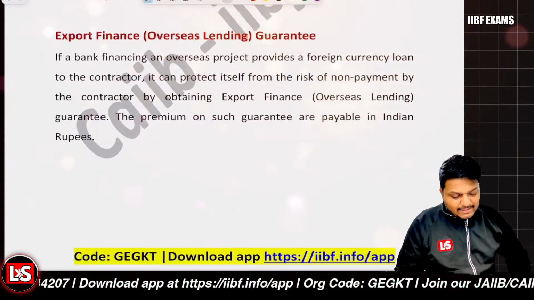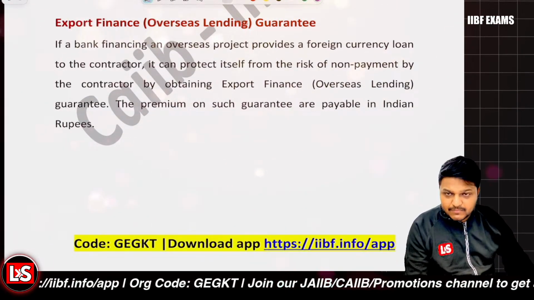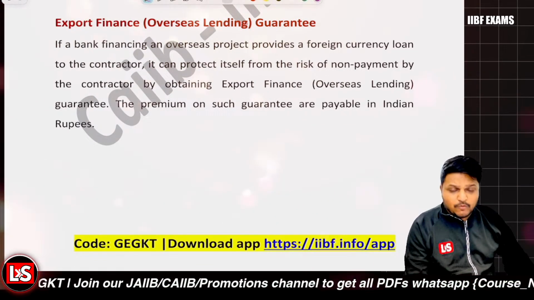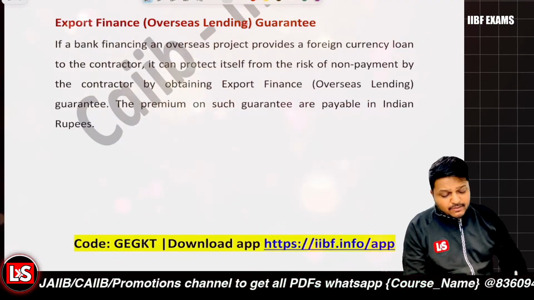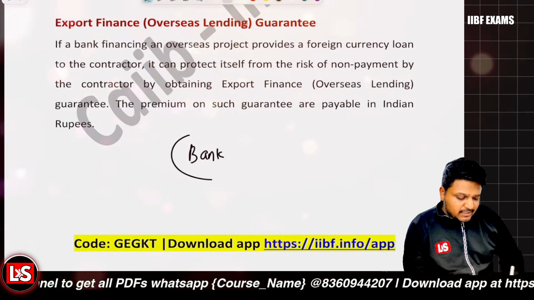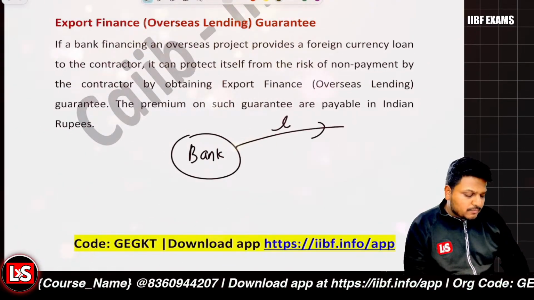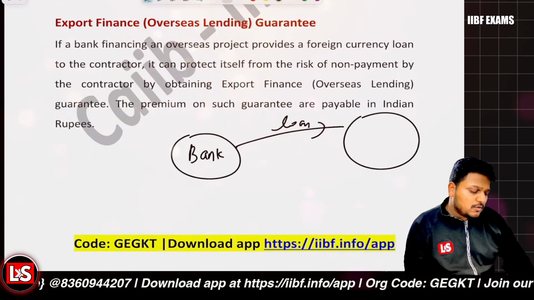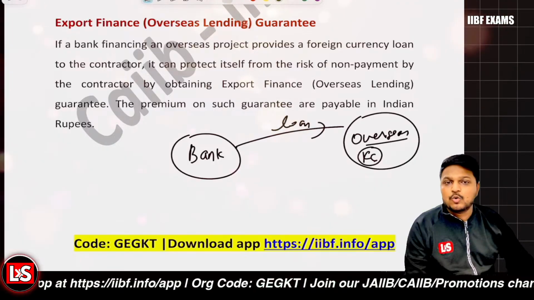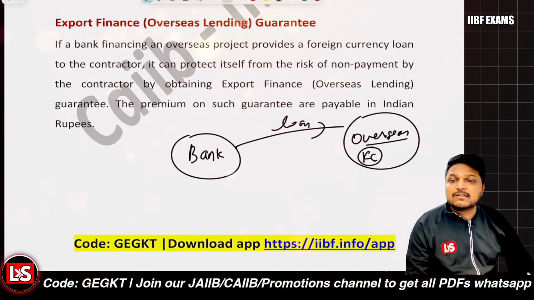Overseas lending guarantee. Now, what is this? Let's just consider that a bank is financing an overseas project, right? And further, it wants to safeguard itself. So, as per the example, here is a bank in India, and the bank is going to provide a loan for overseas purposes in foreign currency. Let's say the loan is granted, right? Now the bank wants to protect itself.